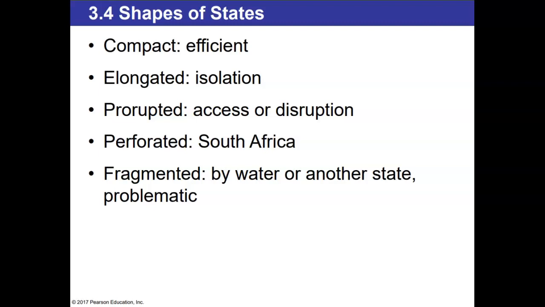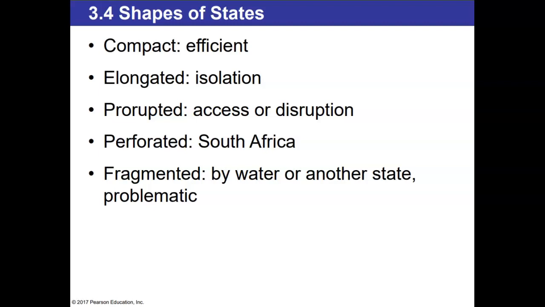Lastly, the 5 basic shapes include fragmented states, and a fragmented state includes several discontinuous pieces of territory. This can be a chain of islands, also known as an archipelago, or it can be 2 pieces of land that are separated by another country. In other words, the 2 kinds of fragmented states are those separated by water and those separated by an intervening state. Fragmented states face problems with communications and maintaining national unity.